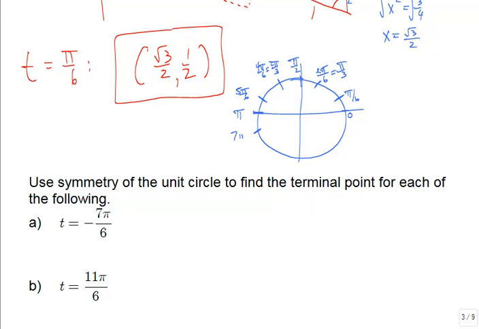7 pi over 6 would be here. 8 pi over 6 reduces to 4 pi over 3. 9 pi over 6 reduces to 3 pi over 2. 10 pi over 6 would be here, and that would be equal to 5 pi over 3, and 11 pi over 6 would be here. 12 pi over 6 would get you back to 2 pi.